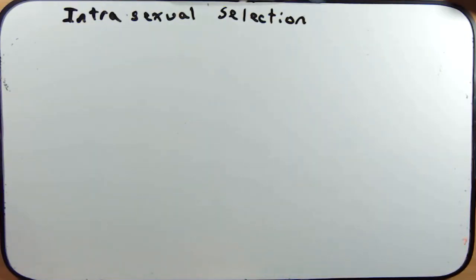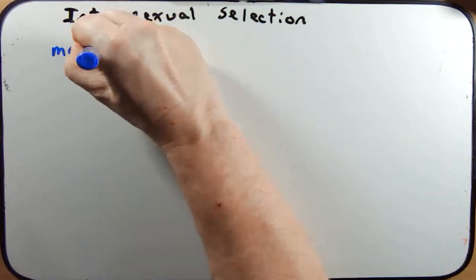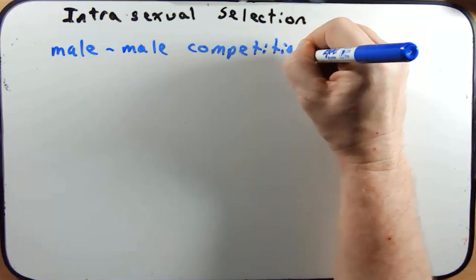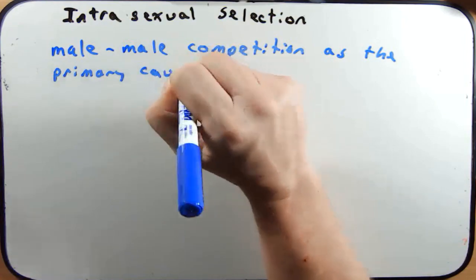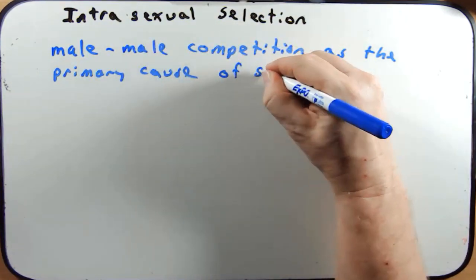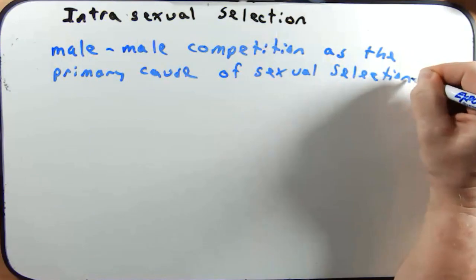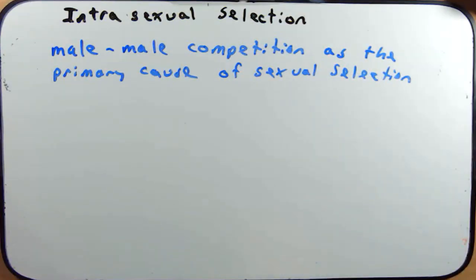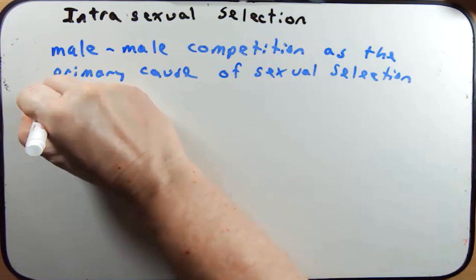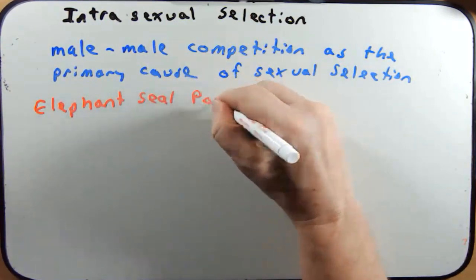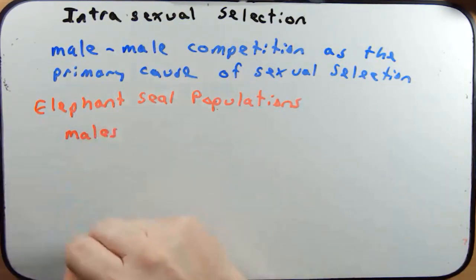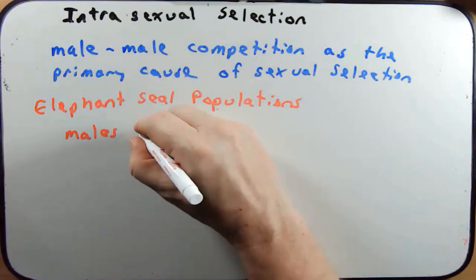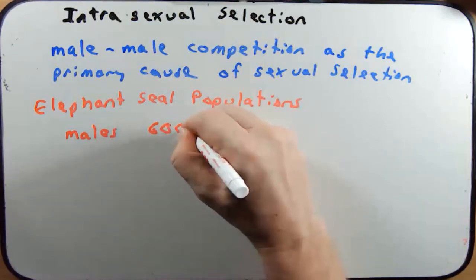Okay, let's go ahead and talk about intersexual selection. In some species, we see male-to-male competition as the primary cause of sexual selection. A good example of this is looking at elephant seal populations. In these populations, males are much larger than the females. The males can be upwards of 6,000 pounds.